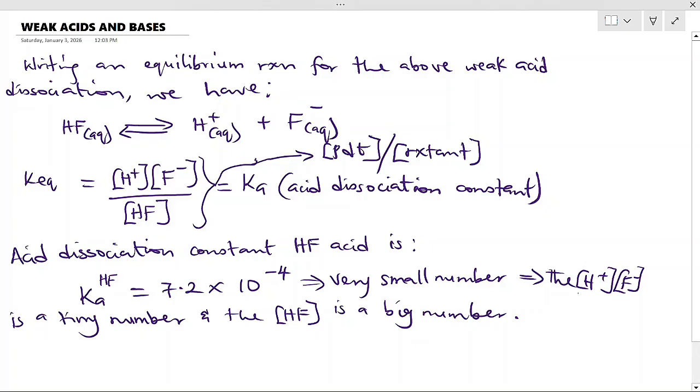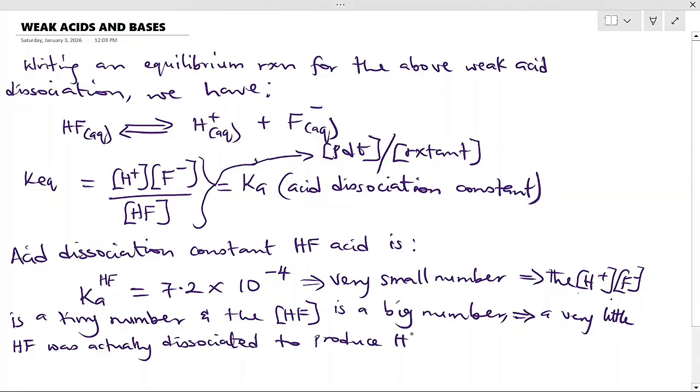So having HF here as a huge number further implies that a very little HF was actually dissociated to produce the H plus in solution.